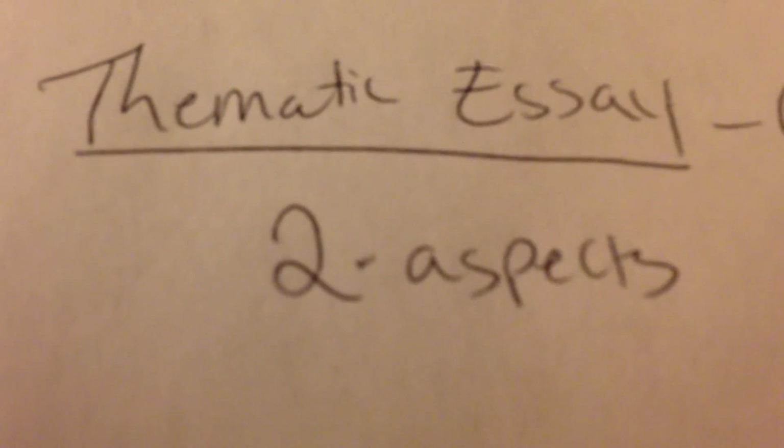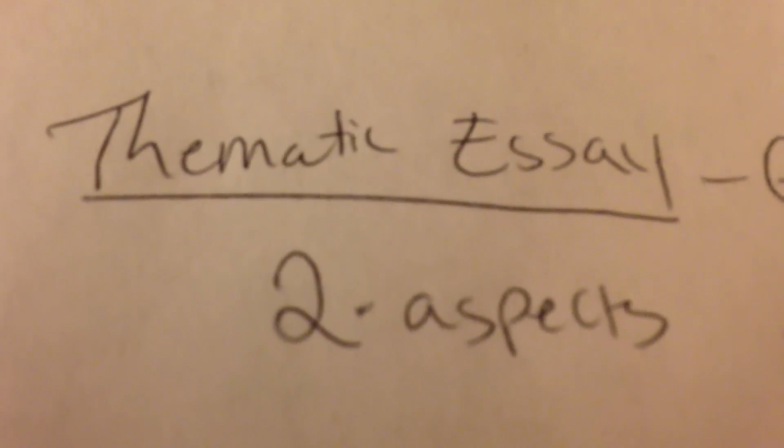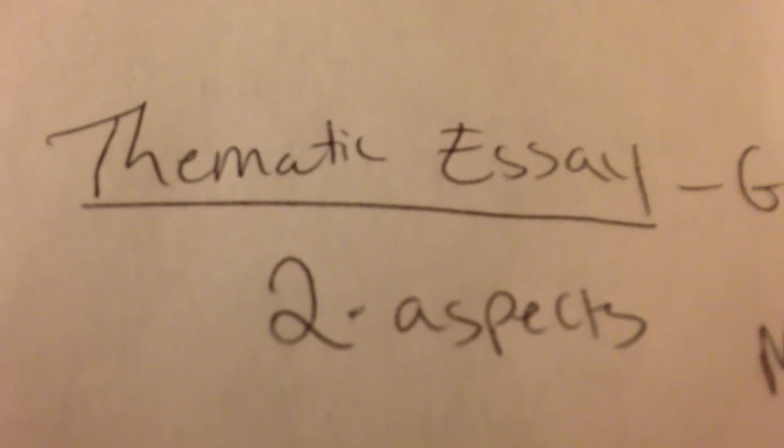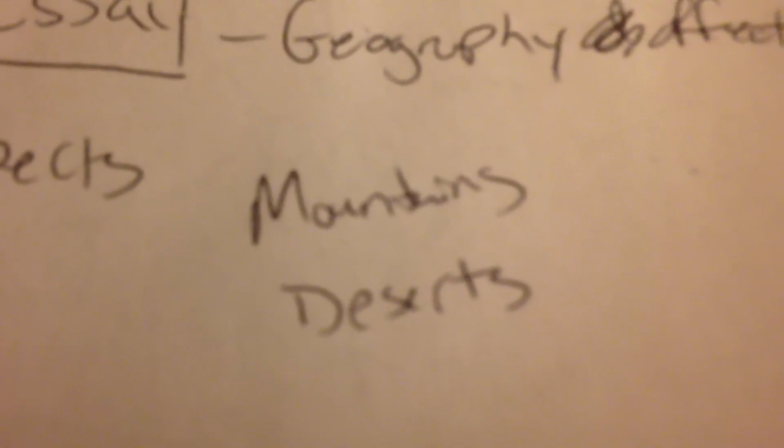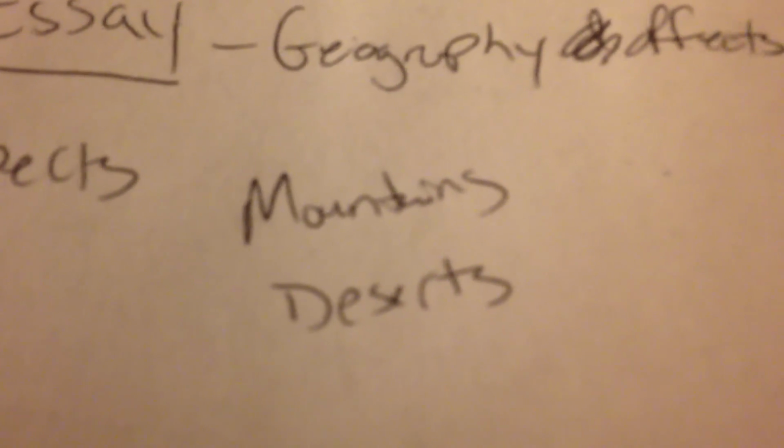Always talking about two aspects, okay? Whether it's empires or geography or cultural diffusion, we're talking about two aspects of that topic. This time we're going to talk about geography and how geography affects civilizations, okay? I'm going to really focus on mountains and deserts, but remember, you're not talking about mountains in general. You're not talking about deserts in general. You're talking about specific mountain ranges, specific deserts. Specific! Be specific!